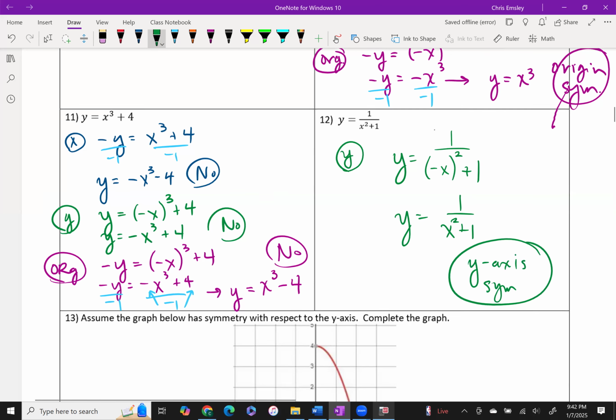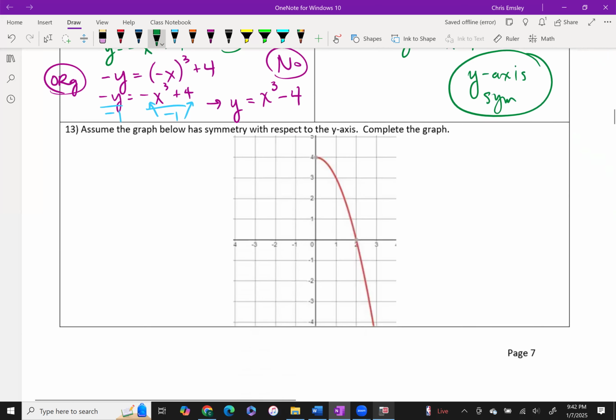Okay, here's another kind of problem you could see for symmetry. It gives us a little graph here. It says, assume the graph below has symmetry with respect to the y-axis. Complete the graph. So this is really just half of our graph right now. Okay, if we know that it's symmetrical with respect to the y-axis, what that tells me is that any point on my graph, x, y, has to have a partner point that has the opposite x value, okay?